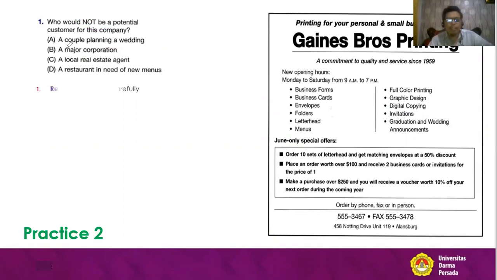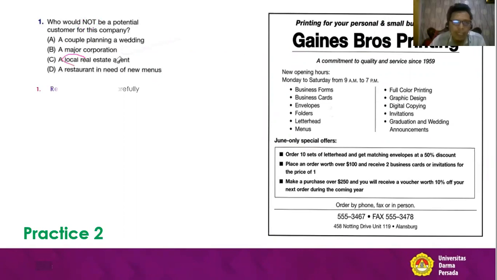What about major corporation? Major is the same meaning as big. But we are talking about small. See, this one is major. Major means big. We are talking about small. Okay. So it doesn't match with this one. And because we are looking for something that doesn't match, we can say this is the answer. Okay. But we probably need to discuss this one.